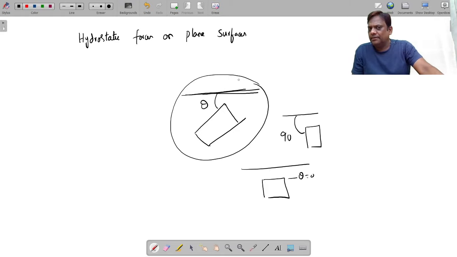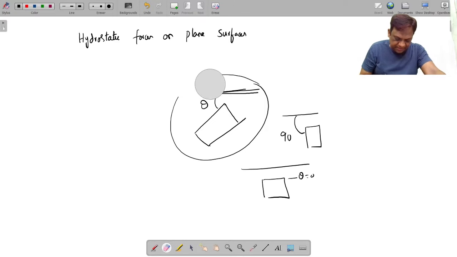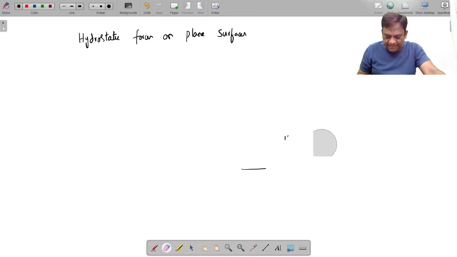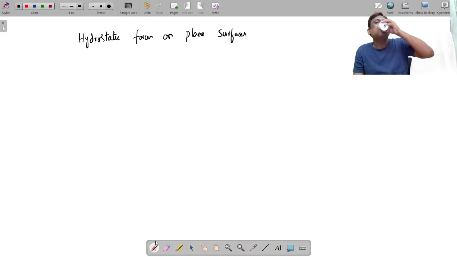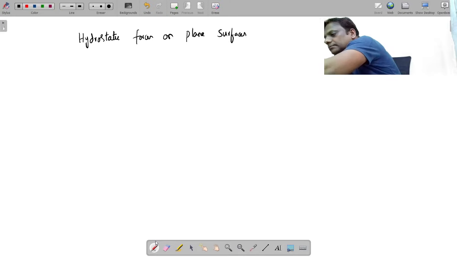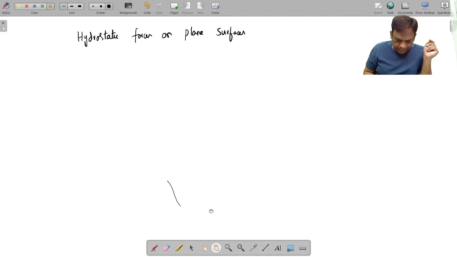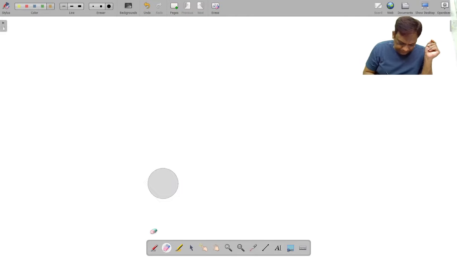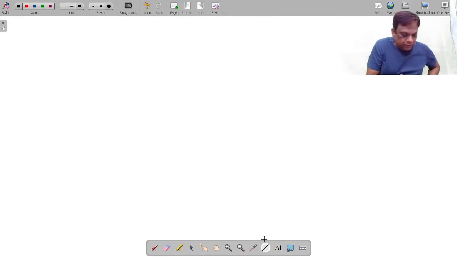Now, let's try to find out the hydrostatic force on plane surfaces. But I will take an inclined surface. So, look, till now is it clear, my dear students? Let's move ahead. Now, this is a wonderful topic and I'll try to cover it in a neat manner. Chalo, look at this. Suppose, now come back to the subject.